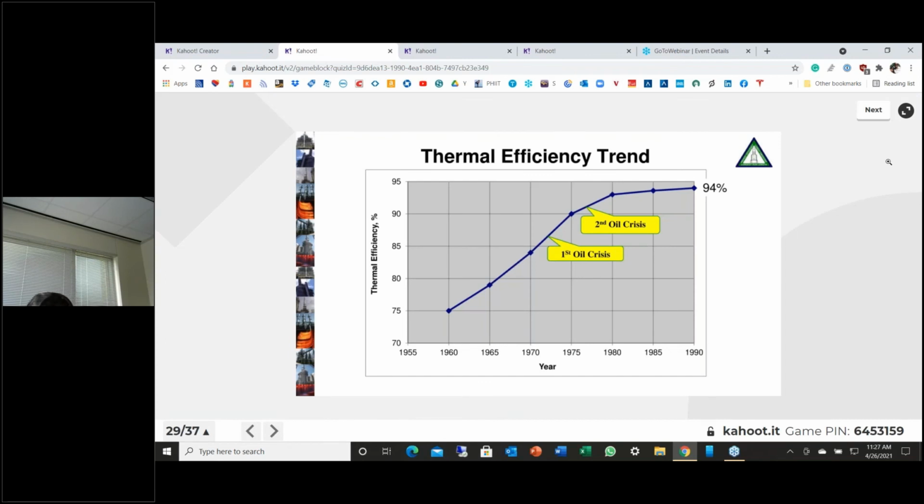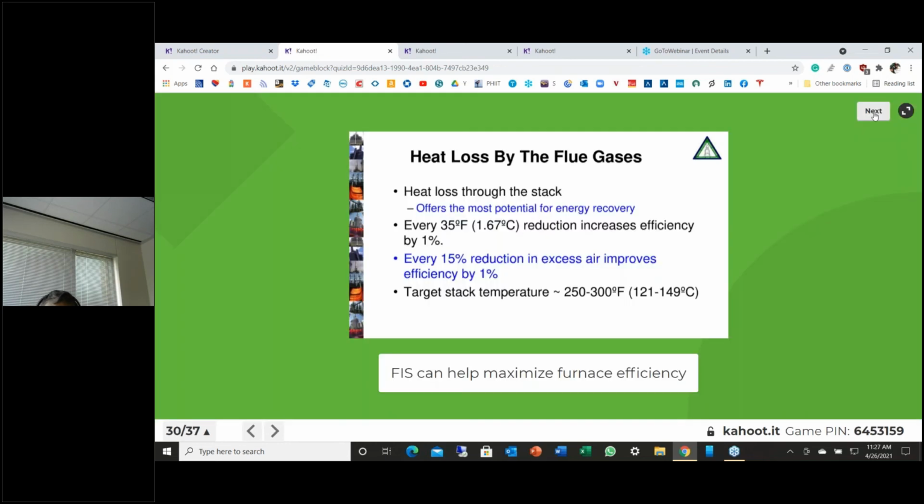So you can see in 1960s, the thermal efficiency of the heater was pretty low, somewhere around 75% was considered good. And then as the oil prices started going up, energy price started going up, and we had the first oil crisis, and then the second oil crisis. So now we have kind of stabilized at about 94% efficiency. That's typically where we kind of call it, it may go even higher, but I think that's typically what we are assessing.